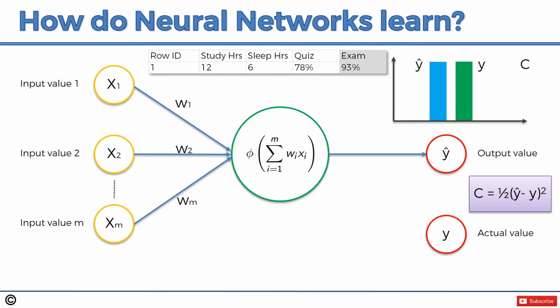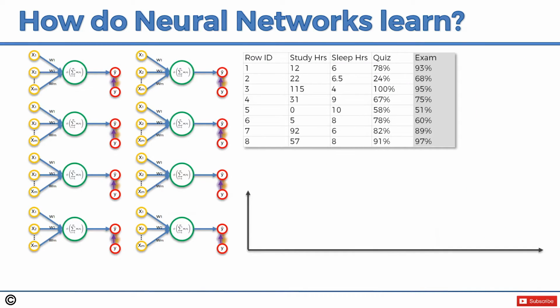Let's see what happens when you have multiple rows. So here's the full data set. We have 8 rows of how many hours you slept, or maybe these are different students taking the same exam, how many hours they studied, how many hours they slept before the exam, what they got on the quiz, and their final result on the test.